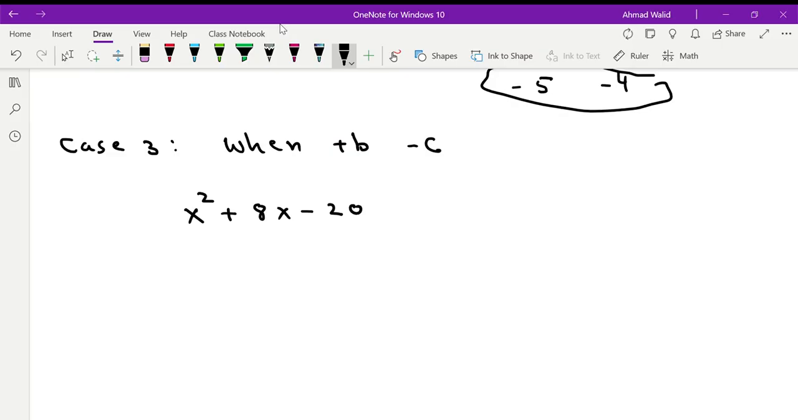How to deal with it? Again, look for R1 and R2, all possible factors of 20. It's 20 and 1, 2 and 10, 4 and 5. How to choose the sign? That's important. Remember, if B is positive and C is negative, choose your greater number positive and your smaller number negative, like this.